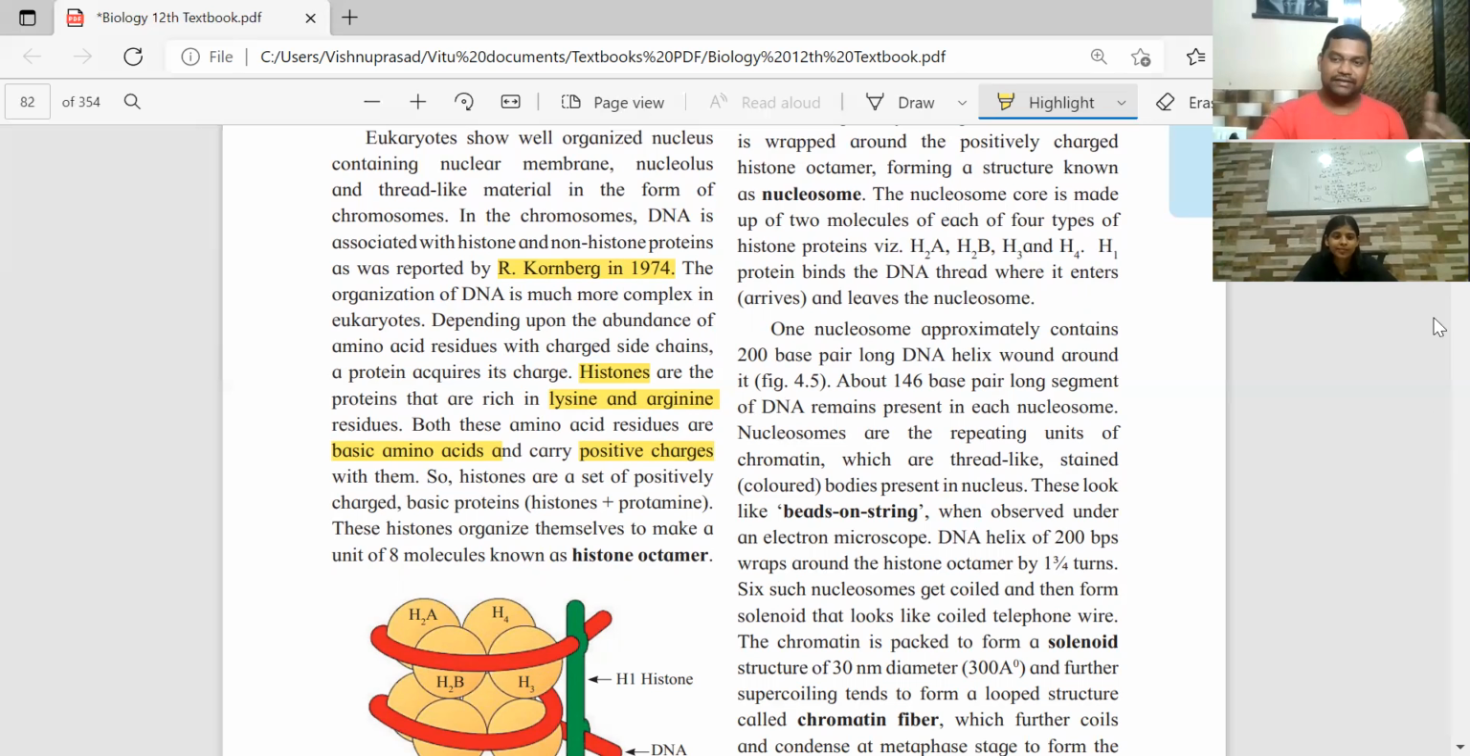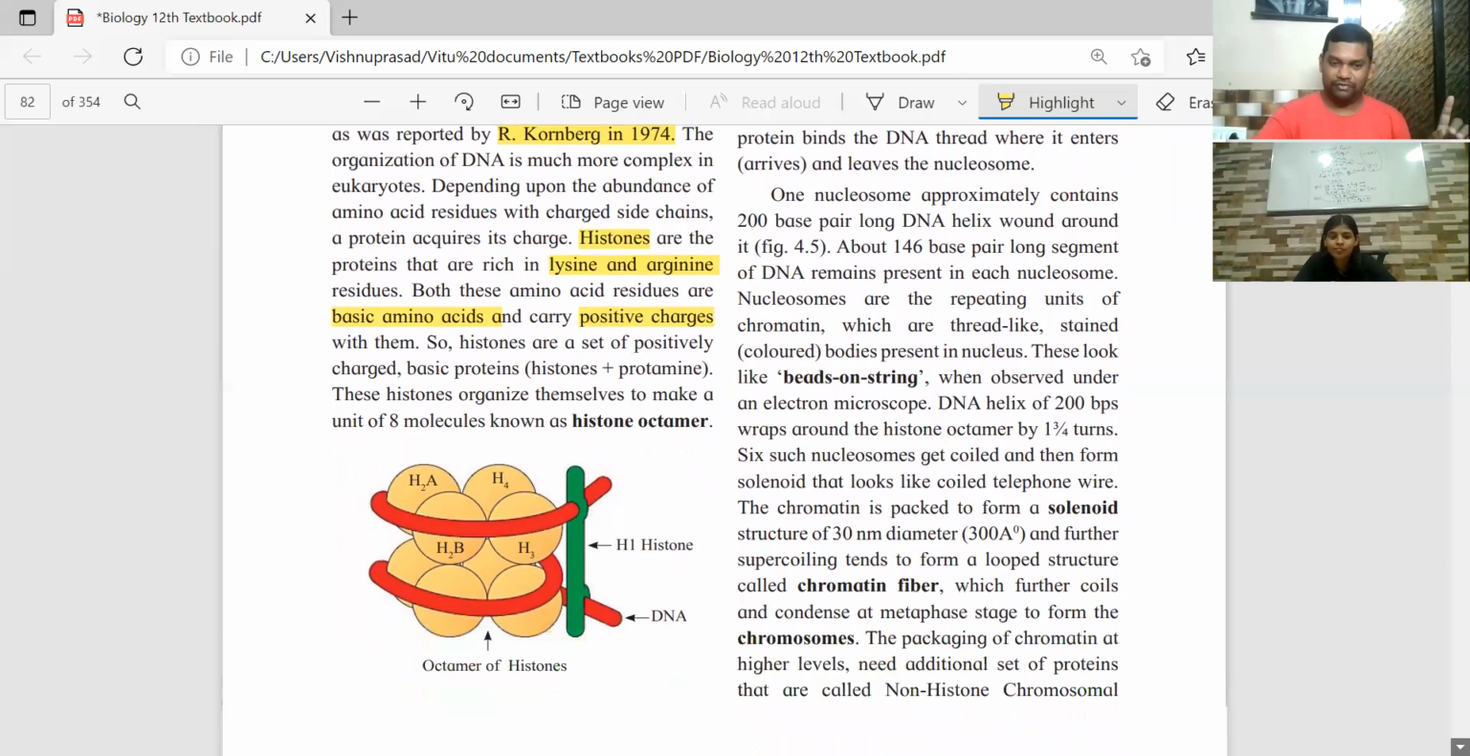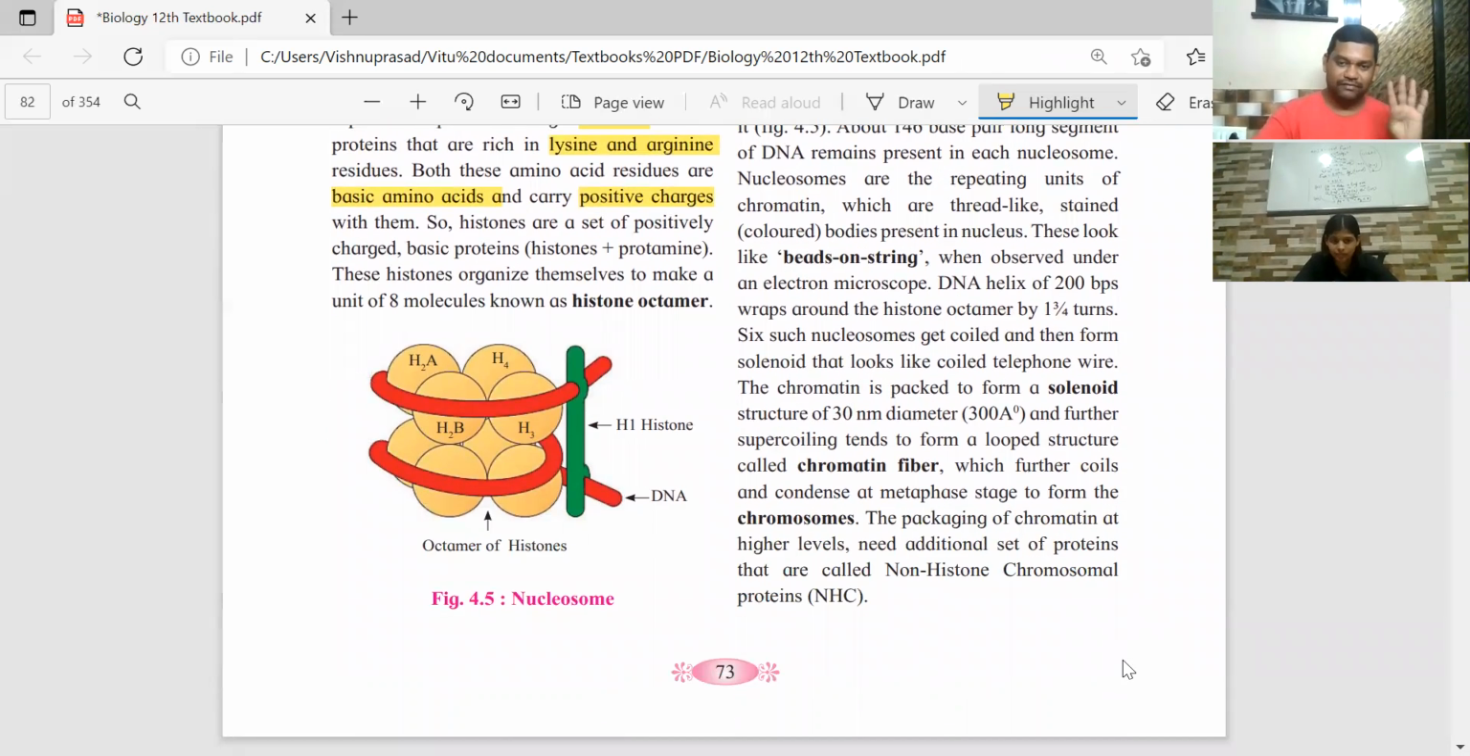Okay, got it. Histone proteins, there are 4 types of histone proteins called H2A, H2B, H3 and H4. These 4 histone proteins are positively charged.